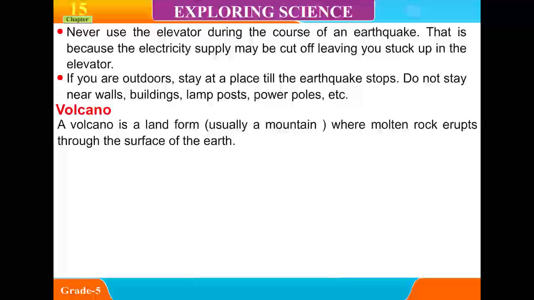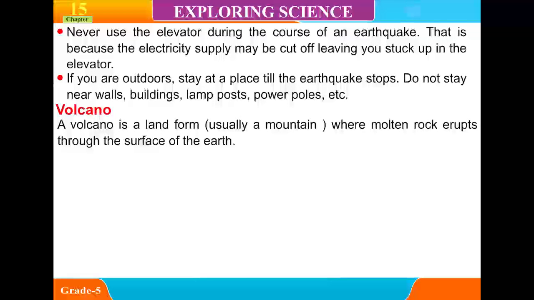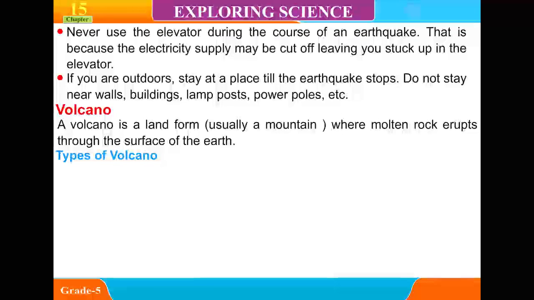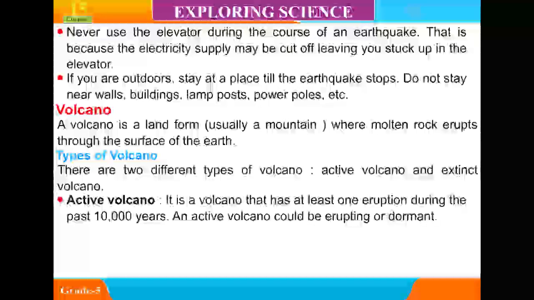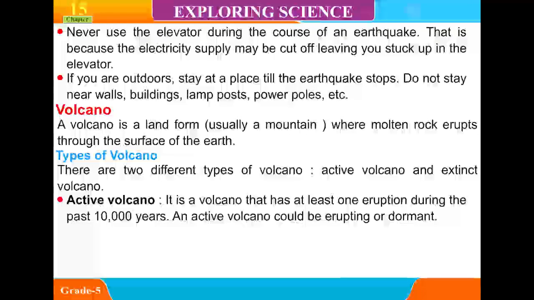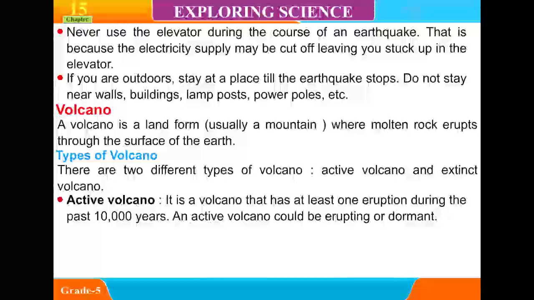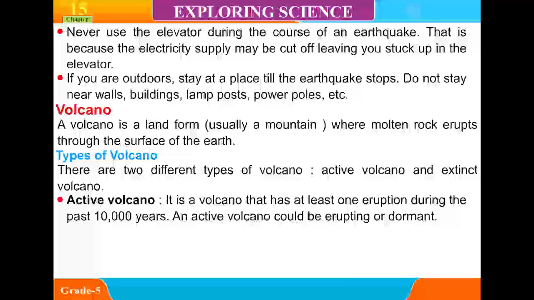Volcano. A volcano is a landform, usually a mountain, where molten rock erupts through the surface of the earth. Types of volcano. There are two different types of volcano: active volcano and extinct volcano. Active volcano. It is a volcano that has at least one eruption during the past 10,000 years.